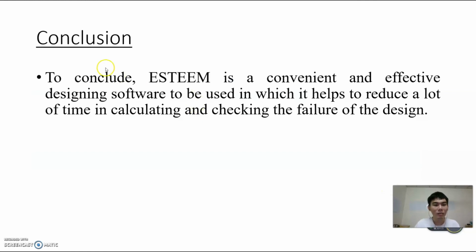So conclusion. To conclude, Esteem is a convenient and effective designing software to be used in which it helps to reduce a lot of time in calculating and checking the failure of the design. That's all. Thank you, Doctor.